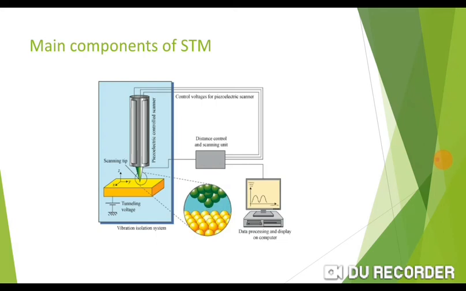There are a few applications of STM. It is used for the measurement of surface roughness of high precision optical components and machined or ground surfaces. Also, it is used to study the electronic properties of different materials by measuring the current voltage and tip or surface separation.